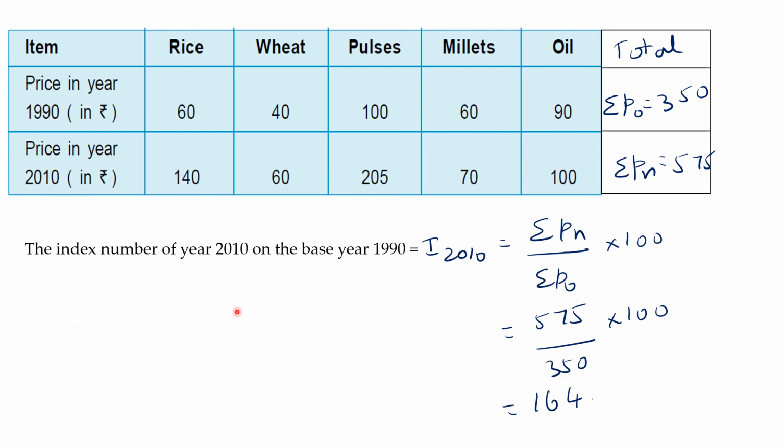So the index number of the year 2010 on the base year 1990 is given by I 2010. It is equal to 164.